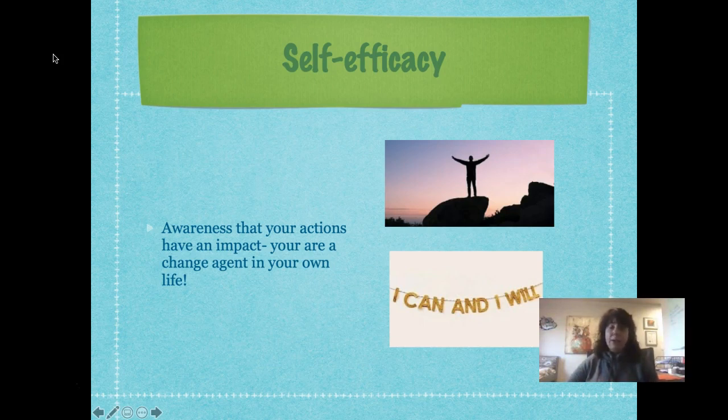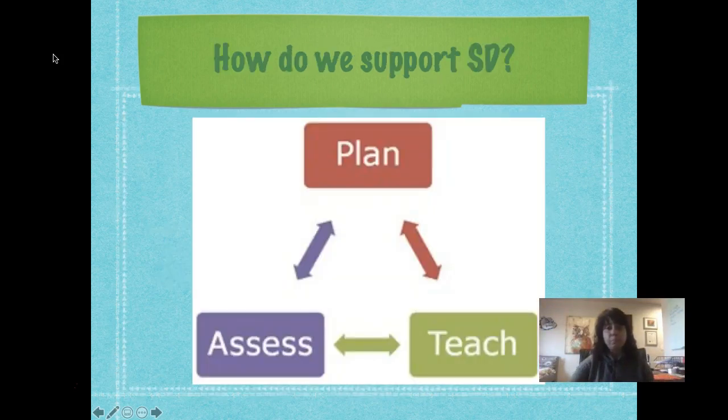Self-efficacy is awareness that your actions have an impact on other people and that you're a change agent in your own life. So, for instance, making sure that you understand that there are other people around you. Sometimes it's really difficult for students with disabilities because they may not understand social cues and things like that, and understand how their actions impact others. And really being that change, and also teaching them to be a change agent in their own lives.